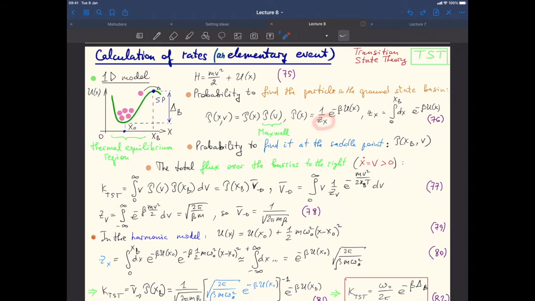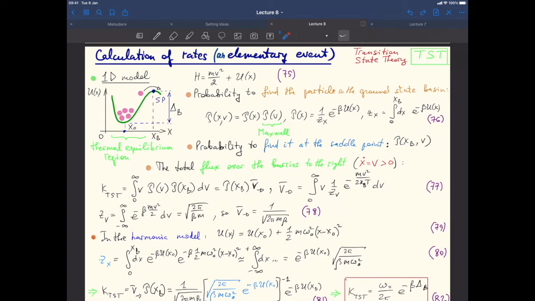The partition function is calculated over all span of x, but here we have to take account of only those values of x where the system is at equilibrium, and this corresponds to the span from 0 to xb. xb is the point where we have the saddle point, and x0 is the point where we have the minimum, because this is the equilibrium distribution for the system being at equilibrium, so within the minimum. So the probability to find our system with a particular velocity v at the saddle point will be simply that expression calculated at x equal xb.